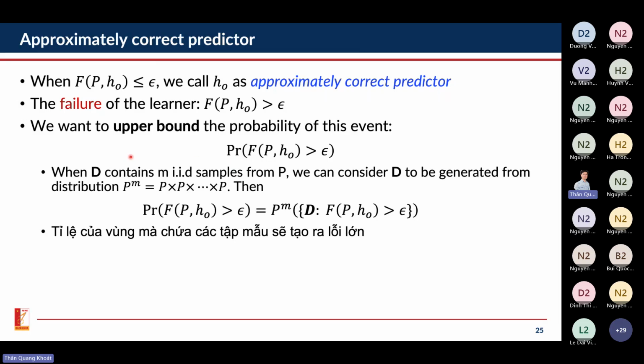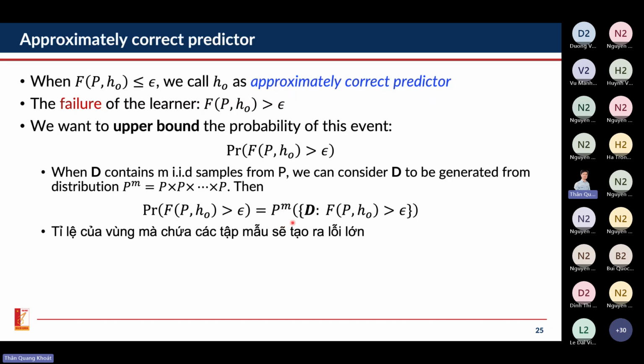And in this case, our training set contains some IID samples. That is, the samples are independent, right? Then we can consider the training set to be generated from a distribution we denote by P^m. It is a product of m different distributions. Okay, this is another way to write it. So we want to estimate this probability. It is similar to this one, right?